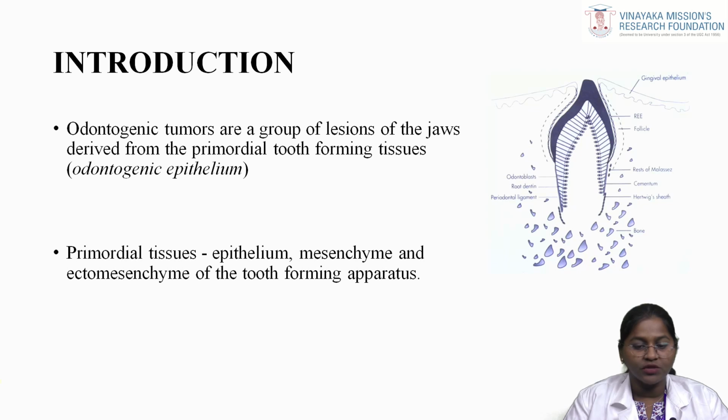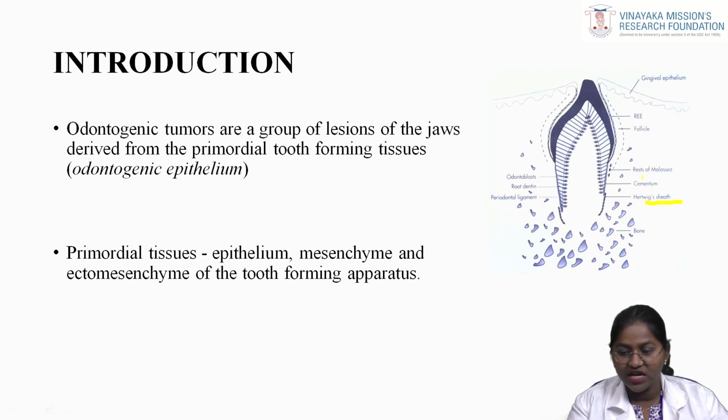Introduction. Odontogenic tumors are a group of lesions of the jaws derived from the primordial tooth forming tissues, which are nothing but the odontogenic epithelium. So what are the primordial tissues? These are nothing but the epithelium, mesenchyme and the ectomesenchyme of the tooth forming apparatus. So here you can see that these are the primordial tissues like Hertwig's root sheath and then cell rests of Malassez, everything.